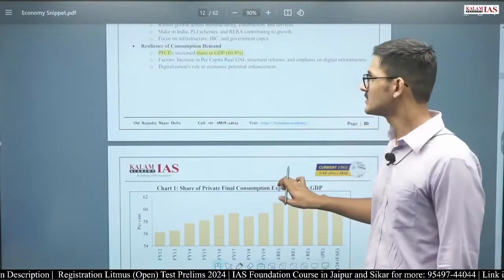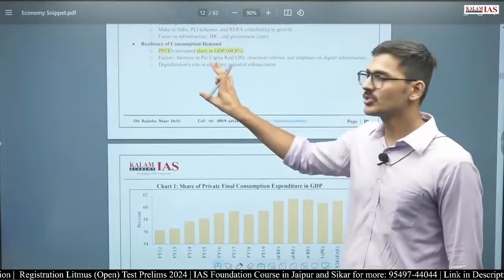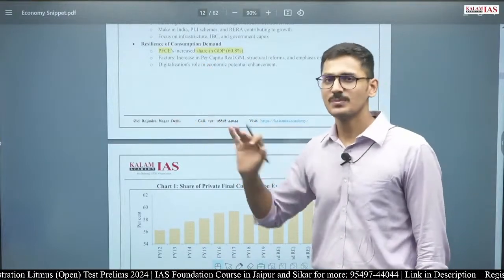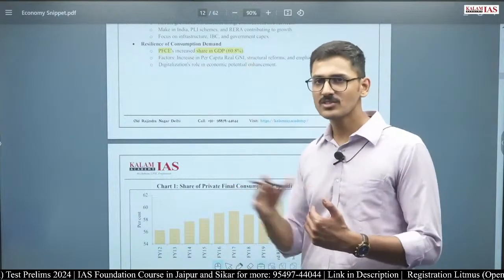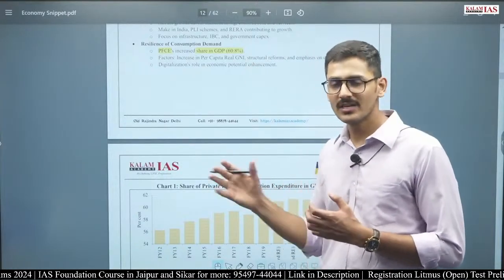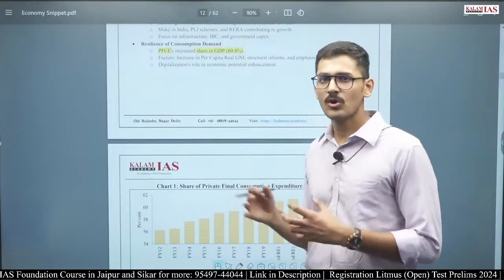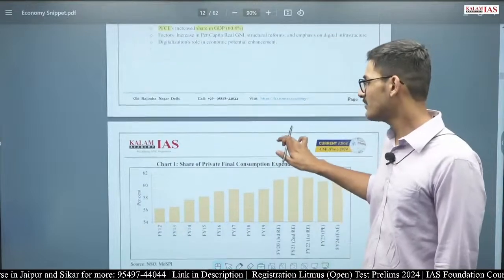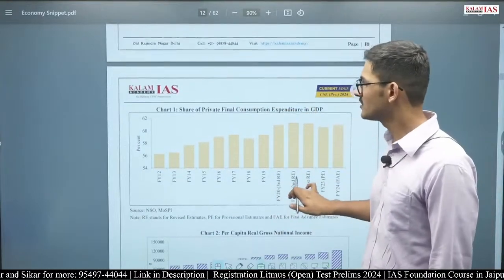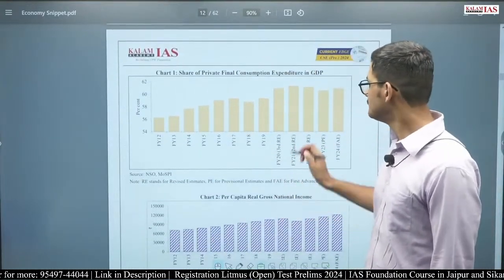We will read it in detail. What is private final consumption expenditure? Currently, you just note down that private final consumption expenditure is the largest part of GDP, that is 60.8%. The rest, the government expenditure, the investment and the net exports, all combined have only a 40% share, whereas private final consumption expenditure has a 60% share in the Indian GDP.